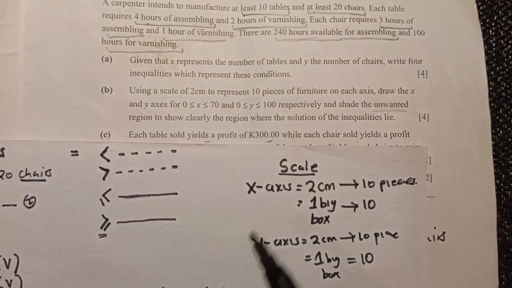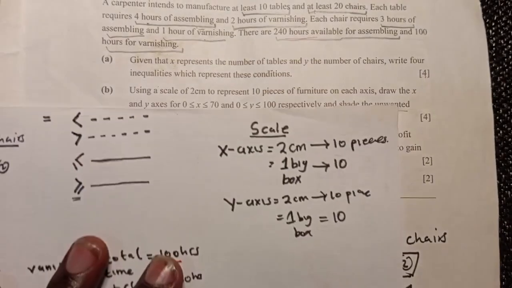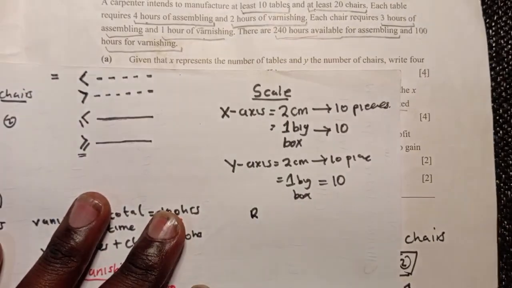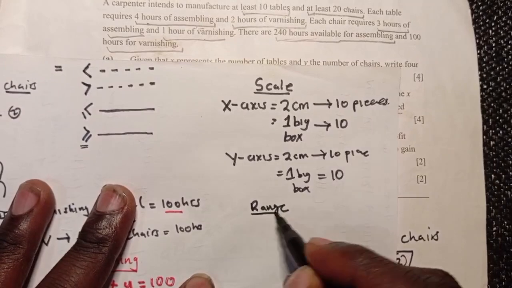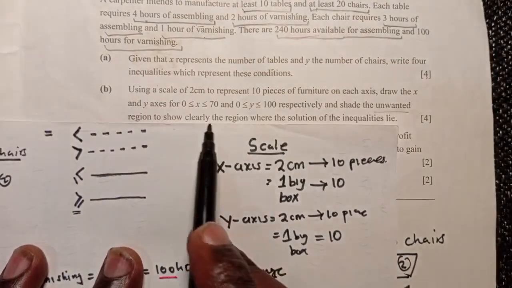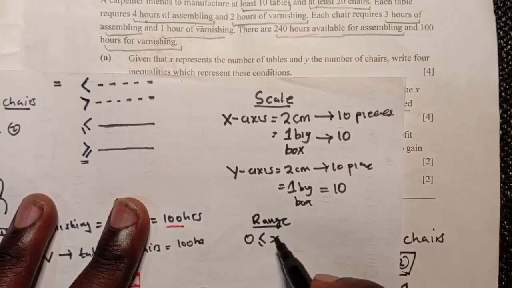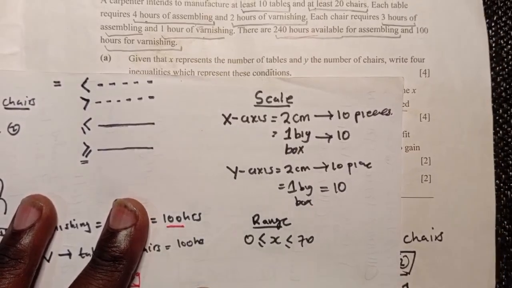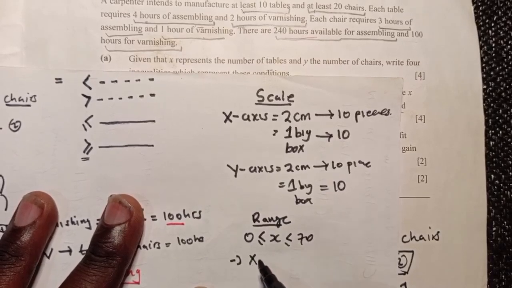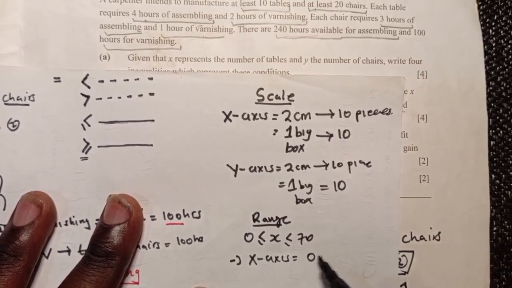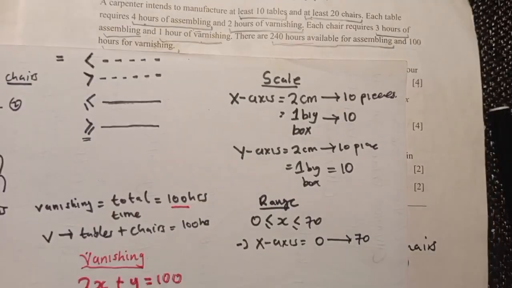Now let's look at the ranges. We're done with the scale. Let's look at this range or the intervals. We are told 0 is less than or equal to x, which is less than or equal to 70. This simply means that the numbers on the x-axis should start from 0 and go to 70.